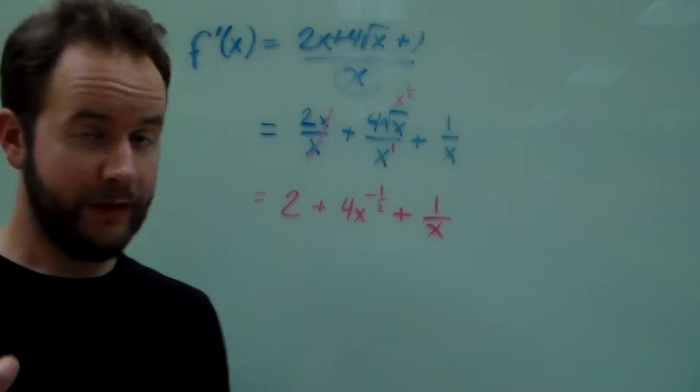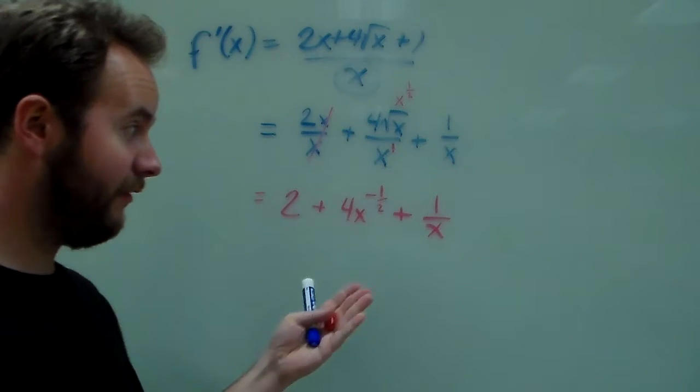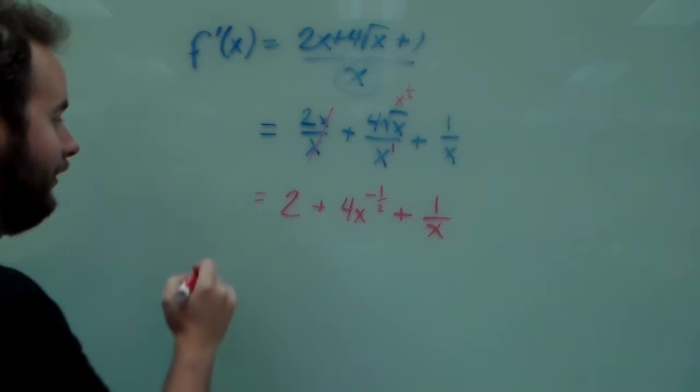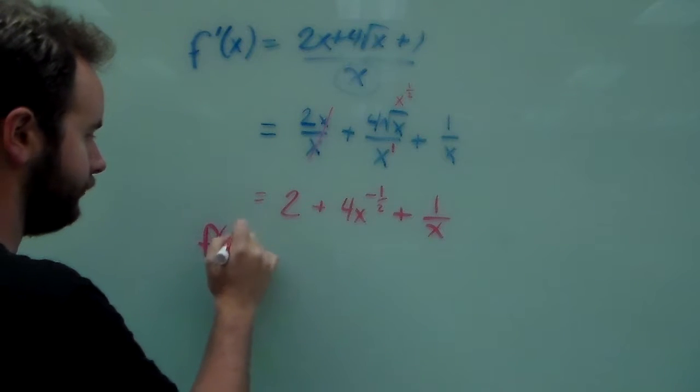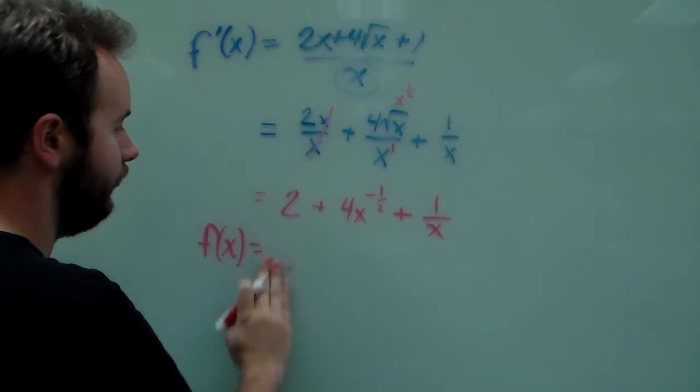Okay? Now, be careful. A lot of people think we're finished, but we haven't done any antidifferentiation yet. We haven't taken the antiderivative. All we did was simplify. Now let's take an antiderivative. So f of x equals the antiderivative of 2, which is 2x.